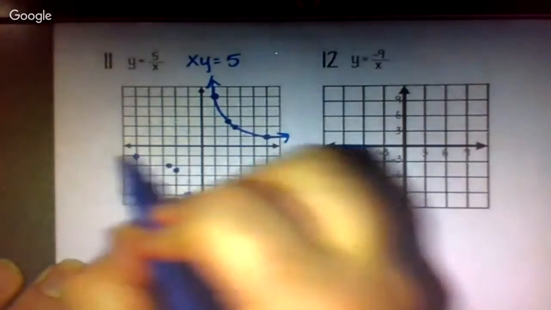So you still have that slight curve here to create your hyperbola, and that slight curve here to create your hyperbola.